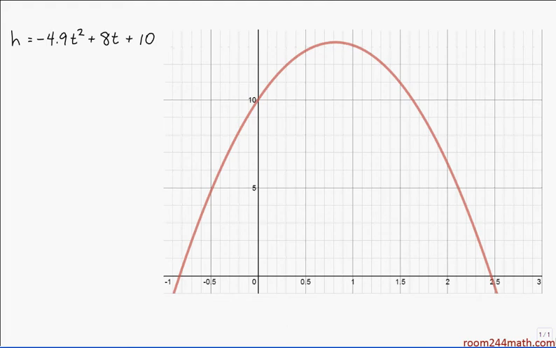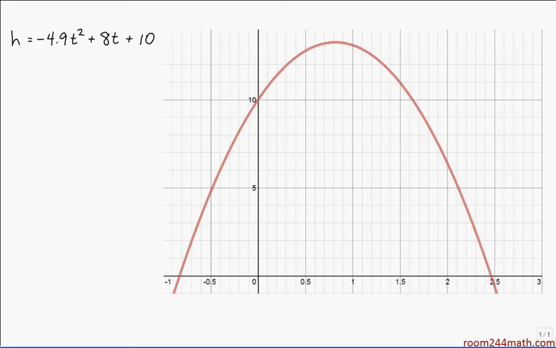All we know is that it's going up, and the initial velocity is 8 meters per second. That's the second coefficient, the coefficient on t. The last number there, 10, represents the initial height. So in other words, when time is 0, the height is minus 4.9 times 0 plus 8 times 0 plus 10. In other words, the height is 10 at time 0.